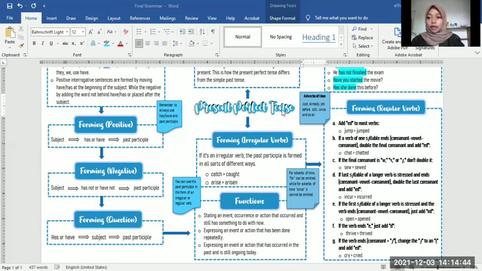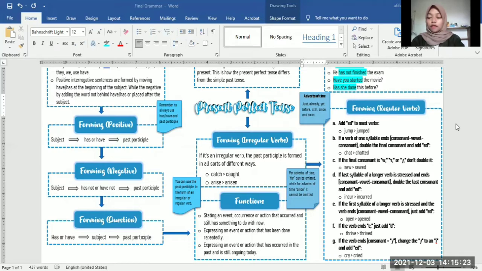The next is forming for irregular verbs. If it is an irregular verb, the past participle is formed in all sorts of different ways. For example, catch to caught, arise to arisen.